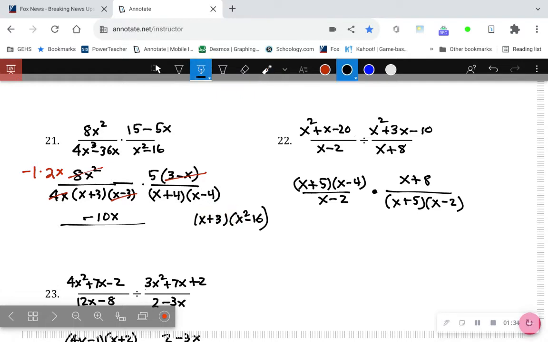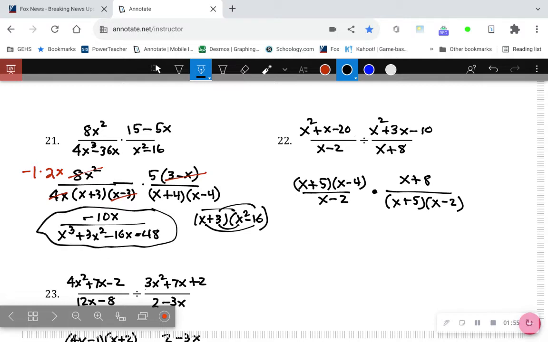That gives me x cubed. This is plus 3x squared. Minus 16x on the outside. And finally a minus 48 to finish it off. And that's not a really pretty answer unless you consider correct to be beautiful.